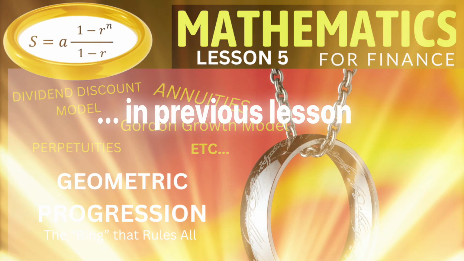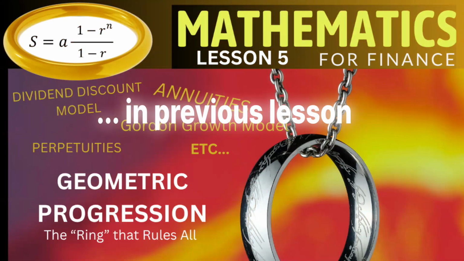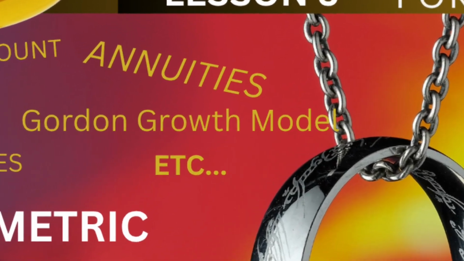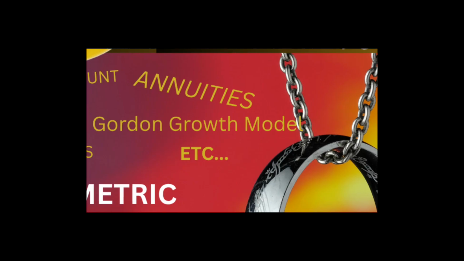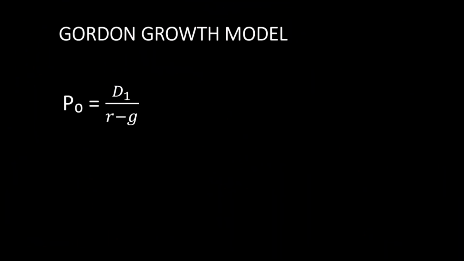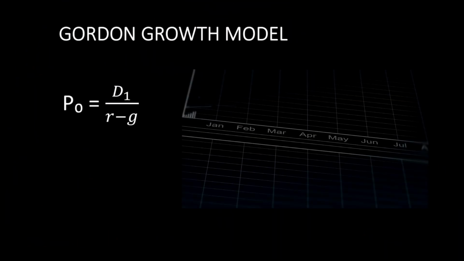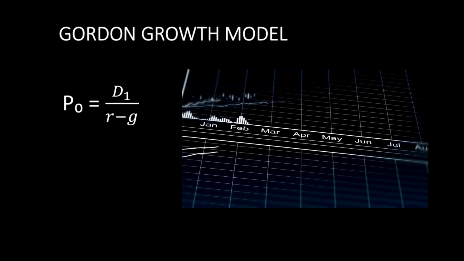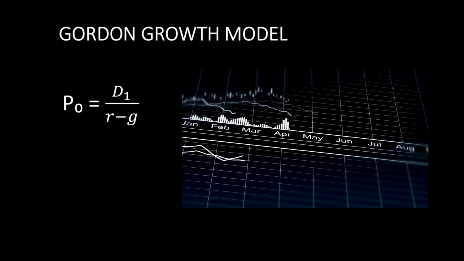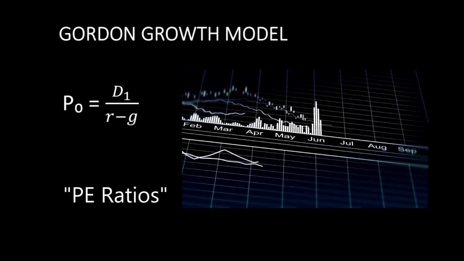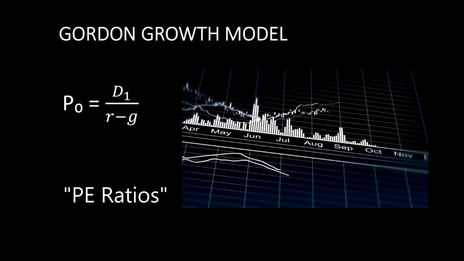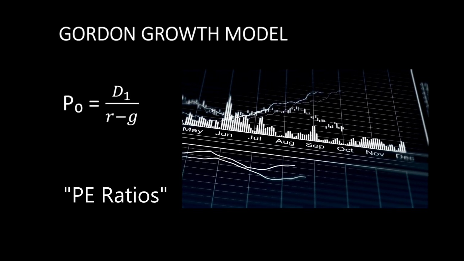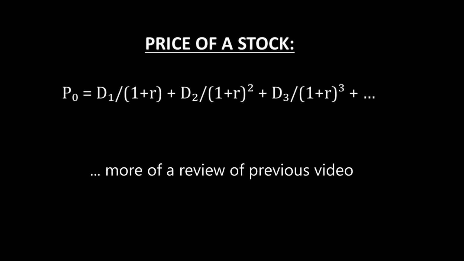Remember, we said that the sum of a geometric progression is the one formula that rules them all, tying together annuities, perpetuities, and discounted cash flows? Well, today we're deep diving into that same formula, but focused more on equity analysis. We'll see how equity valuation models, from PE ratios to dividend discount models, are really just elegant variations of that same geometric idea.